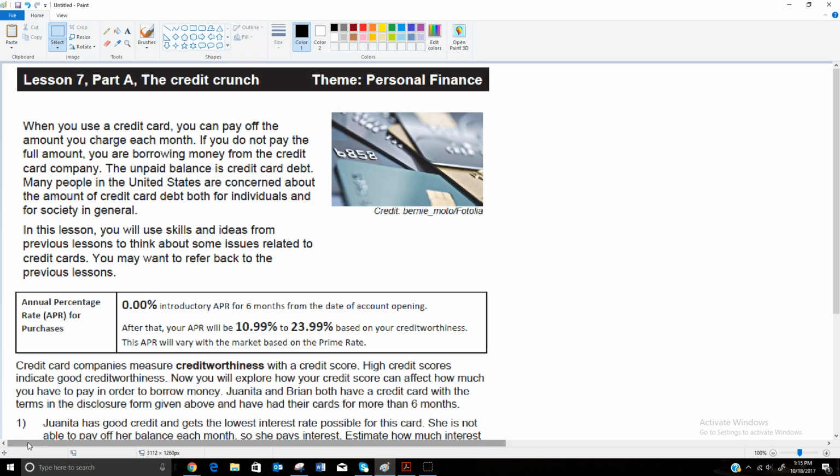It says many people in the U.S. are concerned about the amount of credit card debt for individuals, but also for society, just the general idea that we have so much credit card debt. And in this lesson we're going to use skills and ideas that we've used before to solve some issues about, or look at some issues with credit cards.